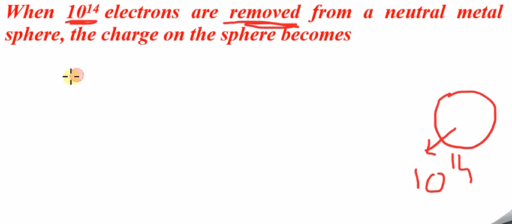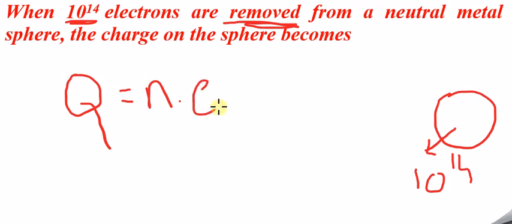You have to solve this with the help of a very important formula: Q equals N into E. What is this Q? Q is the charge, or total charge we can say. N means the number of charges, and E is the value of the charge of one electron. So just substitute it. N is the number of charges, which is 10 power 14.